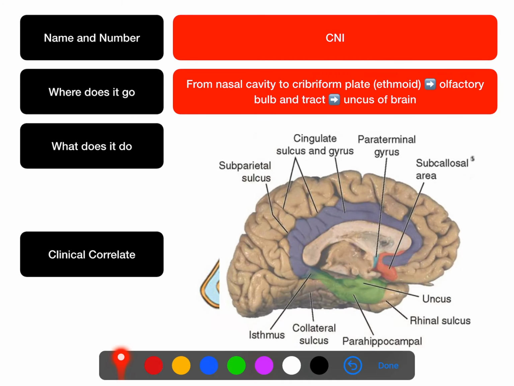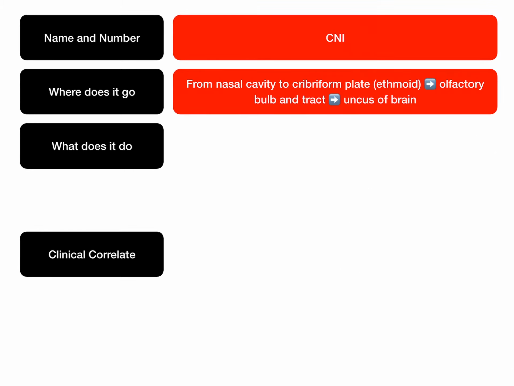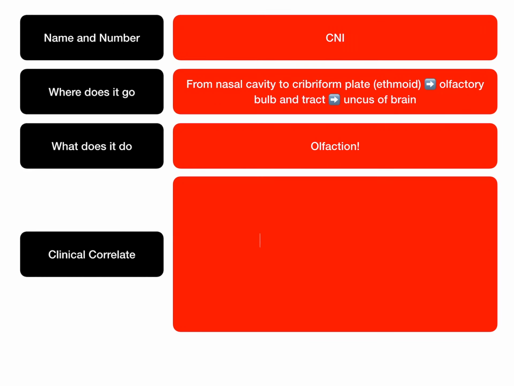Uncus means hook shape. Here's a medial section of the brain, and just in this parahippocampal gyrus here, there's a little bump. That little bump is called the uncus. There's the hook. So there's your first nerve, the olfactory tract, and it runs and then hooks into this uncus here. What does it do? Olfaction, obviously.